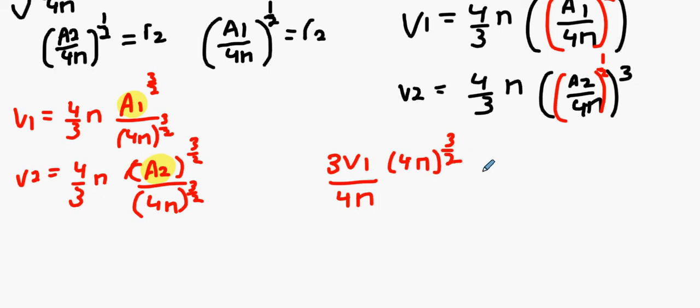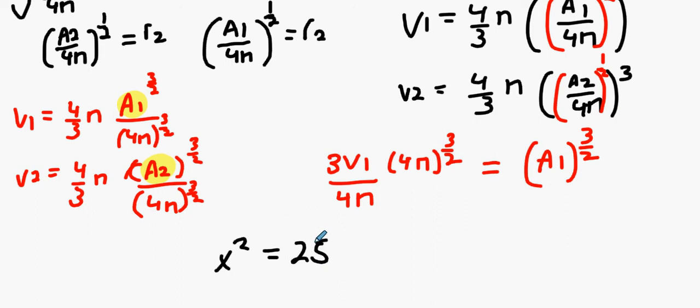What do I have left on its own here? I have A1 to the power of 3 over 2. Here's the difficult part, and I'm going to make it really easy. If I have x squared equals 25, you would usually just tell me the answer is 5. But here's what actually happens. Would everybody agree that's x to the power 2 over 1? And what happens to the power when I throw it over the other side? The power actually turns upside down.